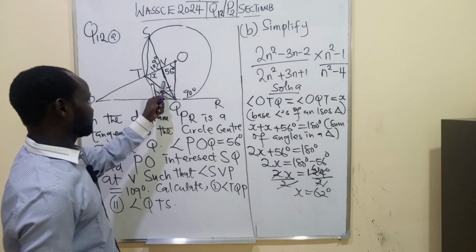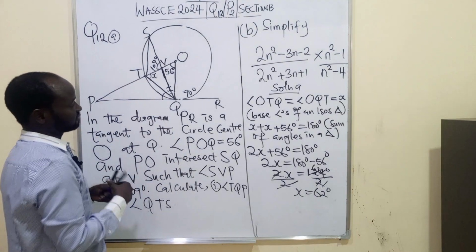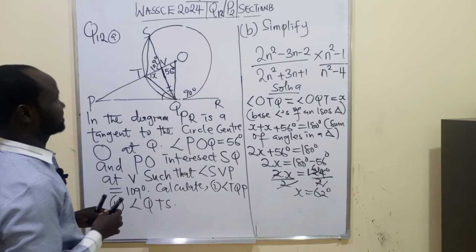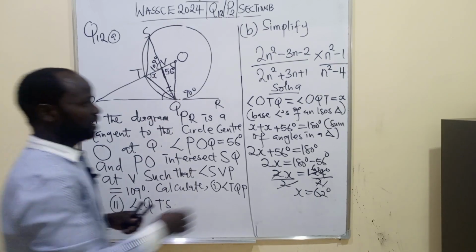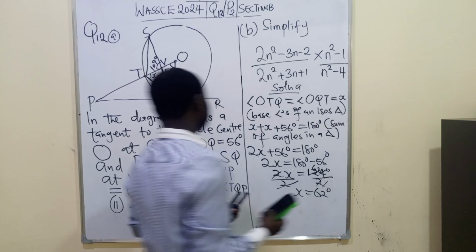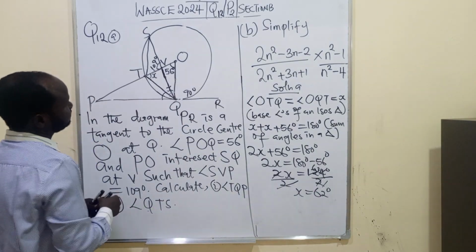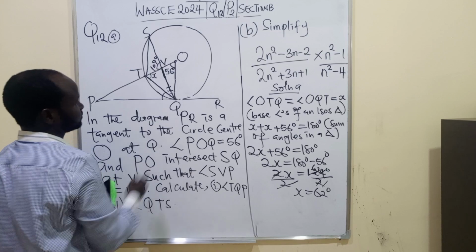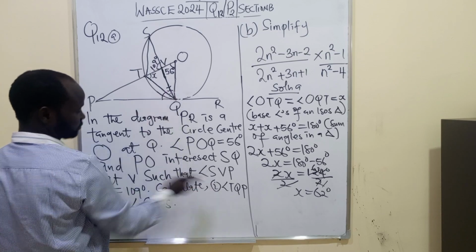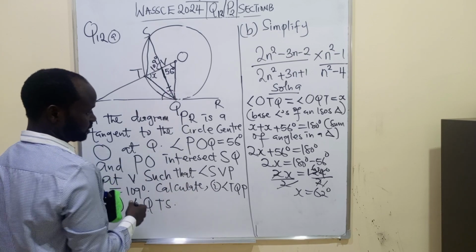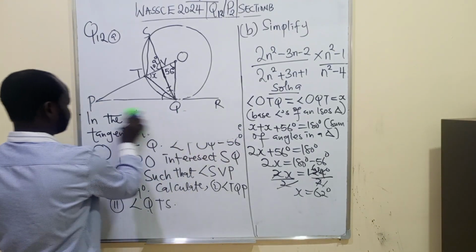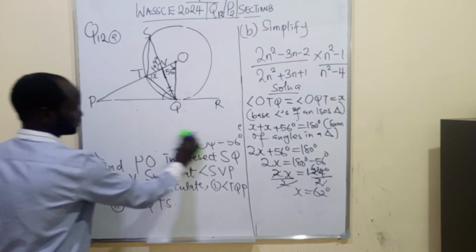So the base angle of this isosceles triangle is 62 degrees. As I said, these radii are of equal length. Next, we can easily find this angle, the first question, because we are asked to find angle TQP. Let's click here to find that.